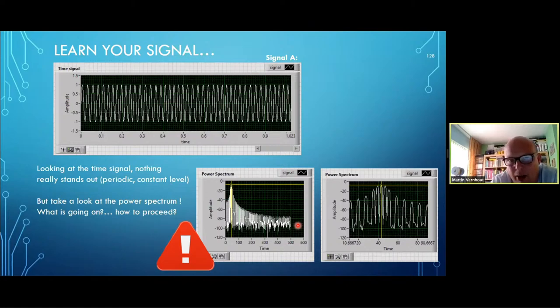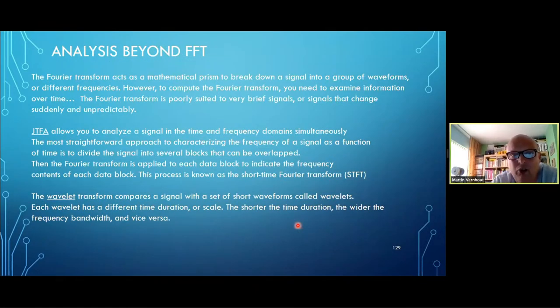In time, we don't know the frequency part. In a power spectrum, we don't know the time part. And in this example, they actually collide. And that means we need to go beyond the FFT. And for example, we can go for joint time frequency analysis.